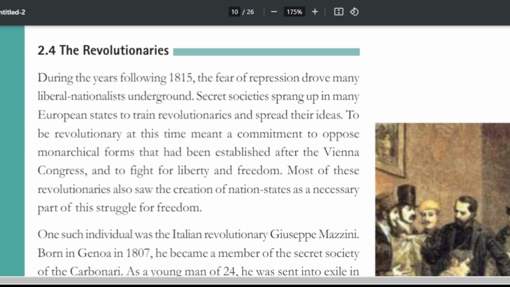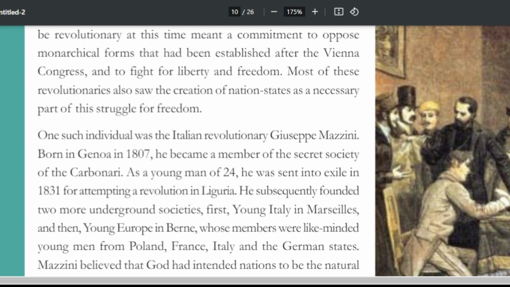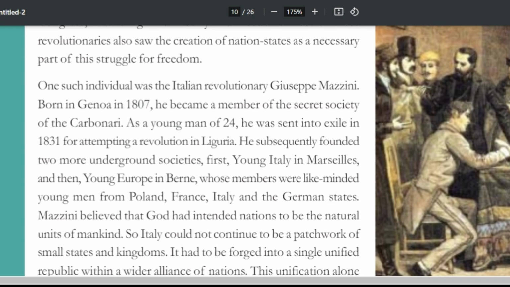The revolutionaries. During the years following 1815, the fears of repression drove many liberal nationalists underground. Secret societies sprang up in many European states to train revolutionaries and spread their ideas. To be revolutionary at this time meant a commitment to oppose monarchical forms that had been established after the Vienna Congress and to fight for liberty and freedom. Most of these revolutionaries also saw the creation of nation states as a necessary part of the struggle for freedom.